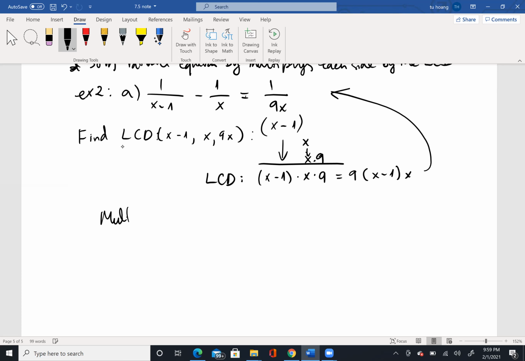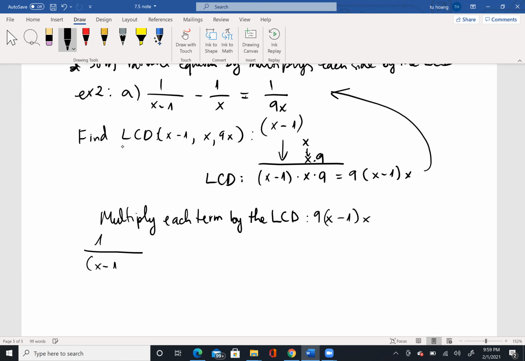So I'm going to multiply each term by the LCD, 9 times x minus 1 times x. So now what I have is 1 times x minus 1 over here, right? Minus 1 over x, right?